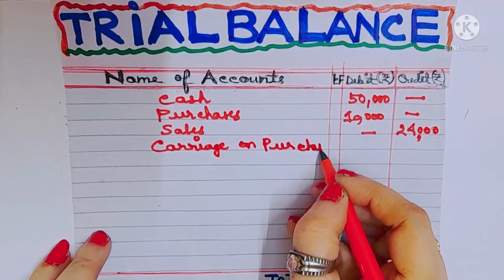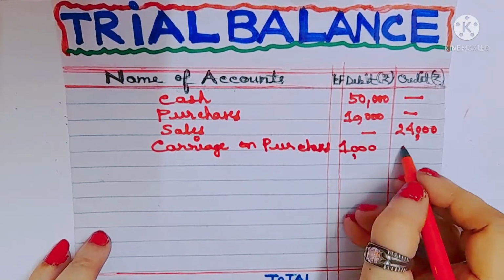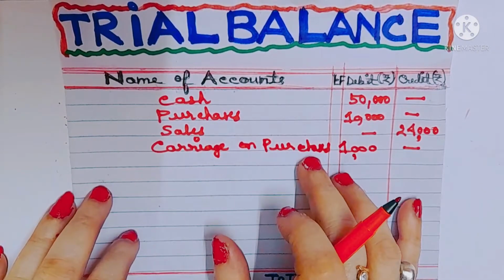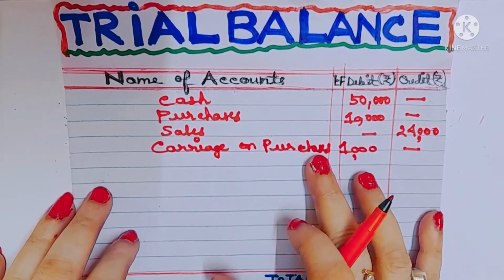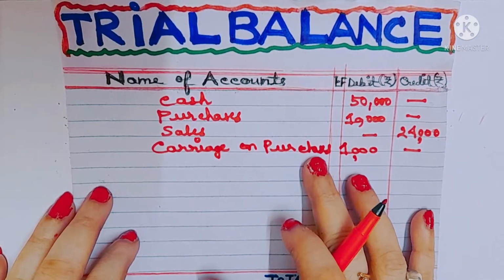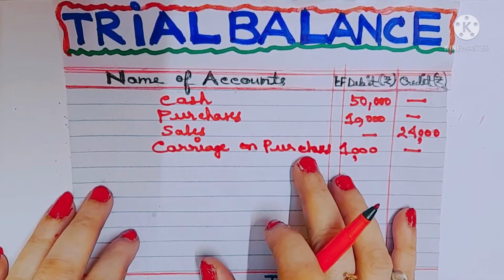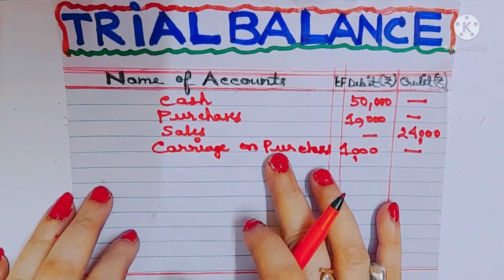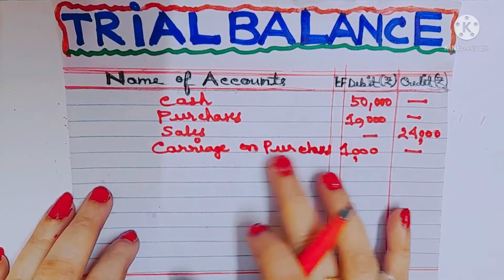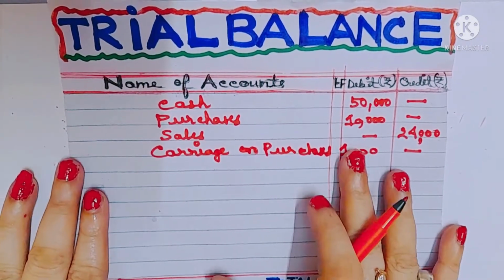Carriage on purchases is a debit balance, 1,000. Why is carriage on purchases a debit balance? Because carriage on purchases falls under nominal account. According to nominal account, all losses and expenses are debited. Here, carriage on purchases is a transportation cost. So, carriage on purchases is an expense for the business. So, carriage on purchases will be debited. Understood? Let's see the next account.